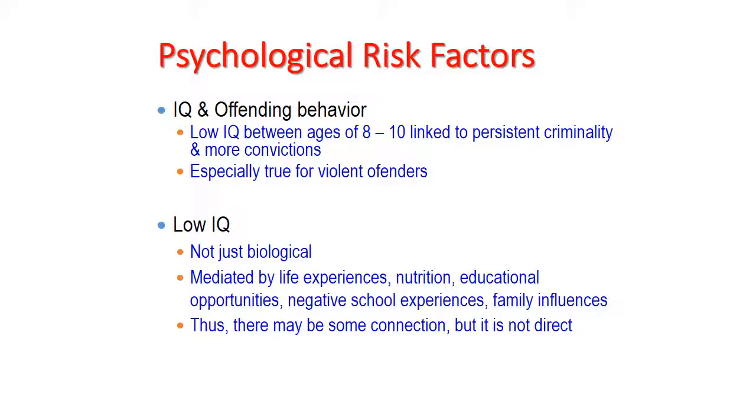Next slide. Now I want to go into the relationship between IQ and offending behavior in a little bit more detail, because this is something that's often confused in the popular media. We know that low IQ, when somebody has lower levels of IQ between the ages of 8 and 10, has been persistently linked to criminal behavior and higher levels of conviction, especially when it comes to violent offenders. But what we do need to pay attention to is that low IQ is not something that's just biological, which means that just because somebody is born with a low IQ or comes from a family with a history of low IQ, it doesn't mean they themselves are going to have low IQ, because IQ levels are also mediated by life experiences, exposure to proper nutrition, educational opportunities, and family influences.